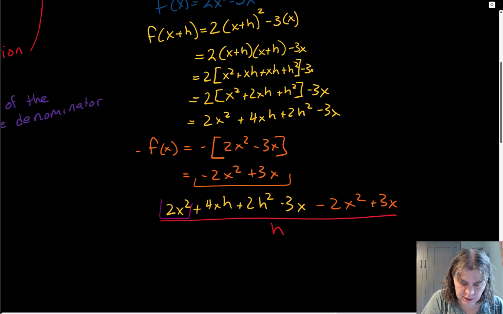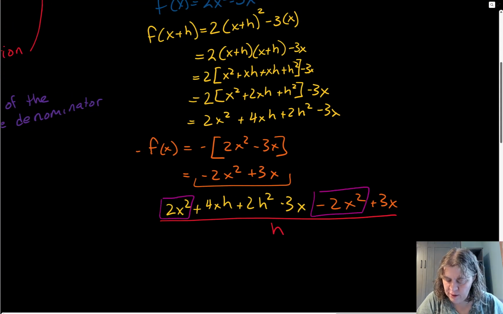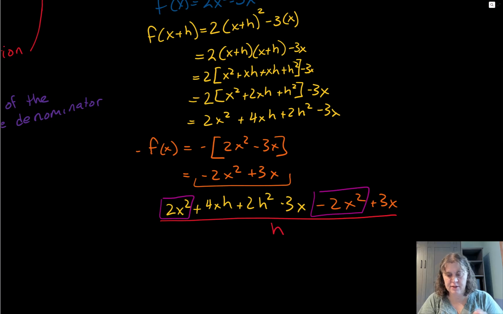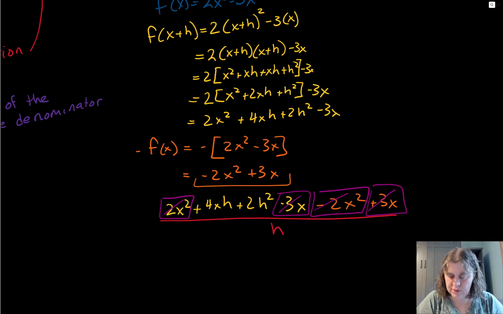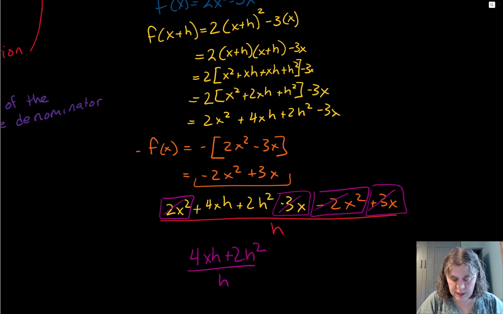So right here and right here, I have the negative and positive of the same thing, so those can go away. And this is a minus 3x and a plus 3x, so those can go away. Nice, we like it when that happens. All right, so that gives me 4xh plus 2h squared over h.